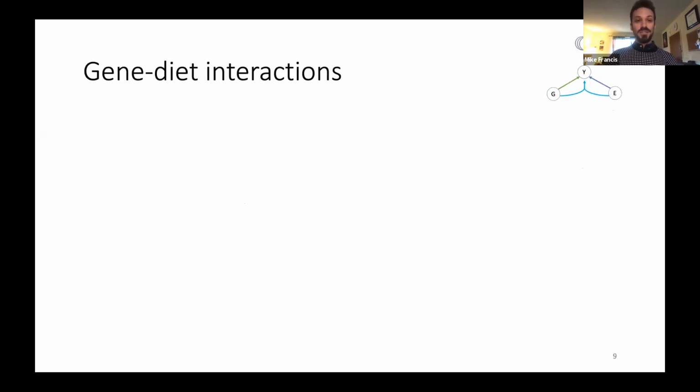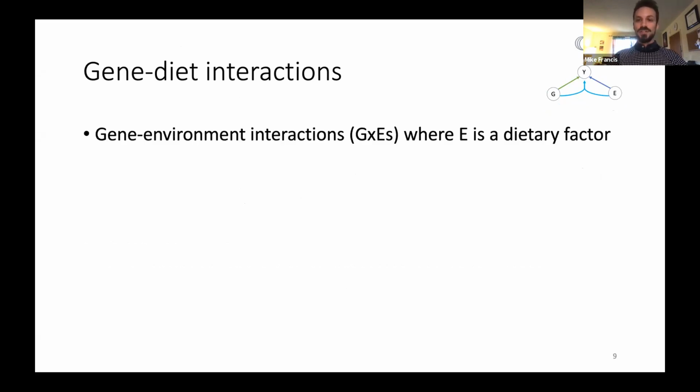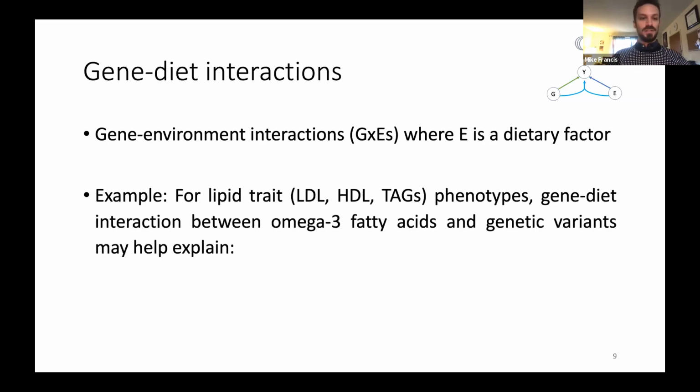So what I'm looking at are gene-diet interactions, which is a specific type of gene-environment interaction. It's basically the same thing in practice. It's just where E is a dietary factor. So this is like a nutritional genomics subset of gene-environment interactions.